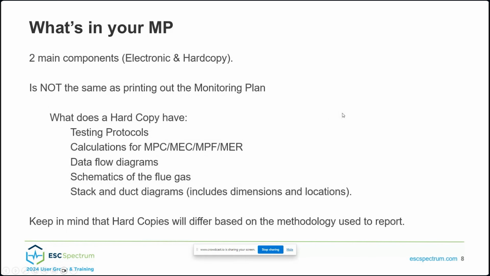Okay, just like I specified before, the two main components is not the same thing as printing out your monitoring plan. So why do we have hard copies? Again, the hard copy, as I said before, is a different type of requirement that the EPA is asking for. It includes protocols as well. Again, as I specified, the calculations for your MPCs, MACs, flow diagrams, schematics of your flue gas, and the flue gas can entail component IDs, system IDs, up-to-date information in whichever form and whatever's been updated, and even just the dimensions and locations of your stack.